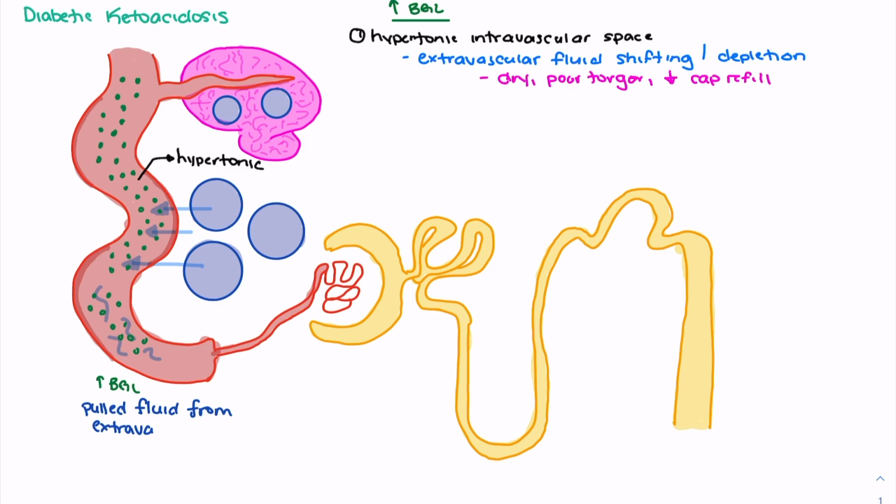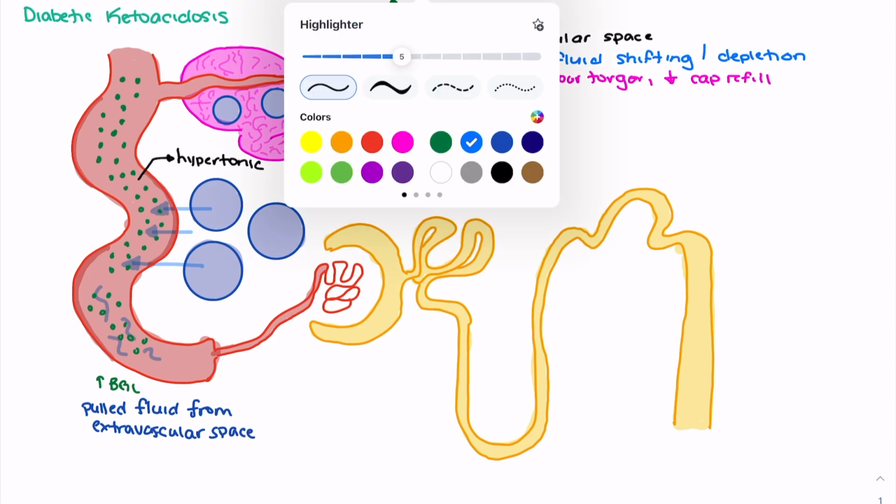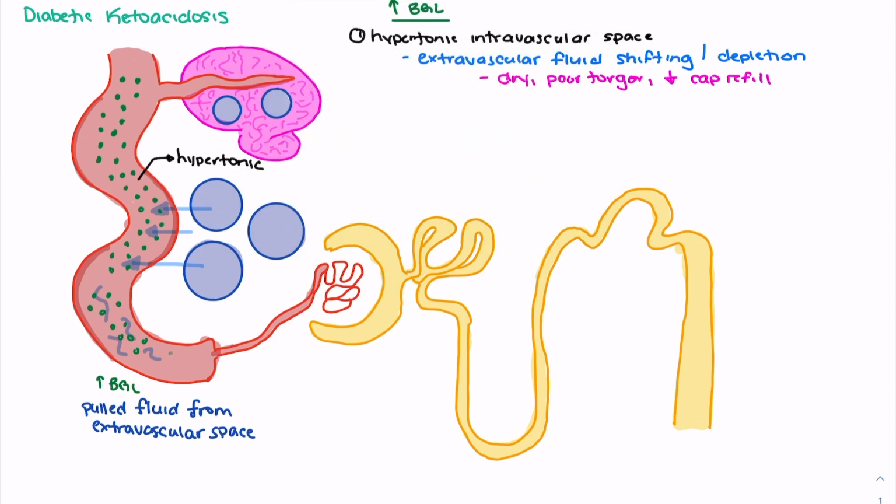So we have to be really mindful of the fact that not only are we seeing an increase in blood glucose level, but we've pulled fluid out of the extravascular space and now put that fluid into the intravascular space, and it's all going to circulate to the kidneys. So we see an increase in blood glucose and we see the fluid that we've pulled from the extravascular space going to the kidneys. So what happens is we get an increase in fluid and glucose traveling to the kidneys.